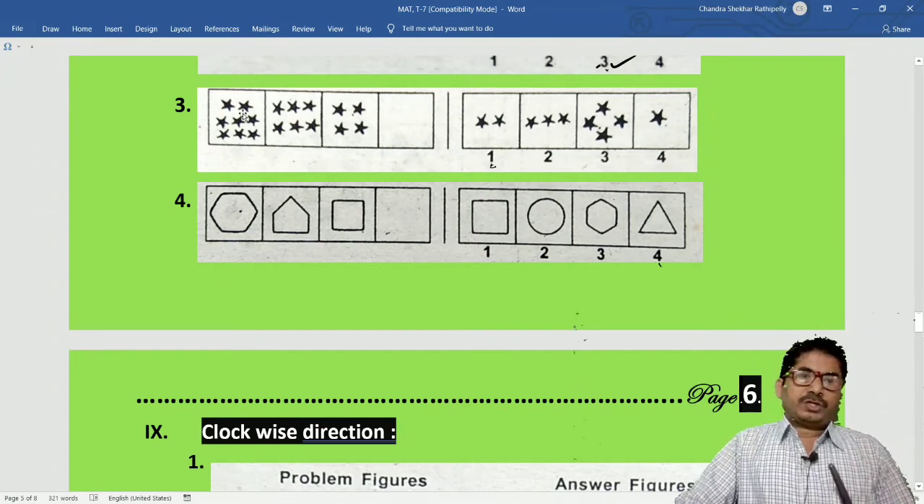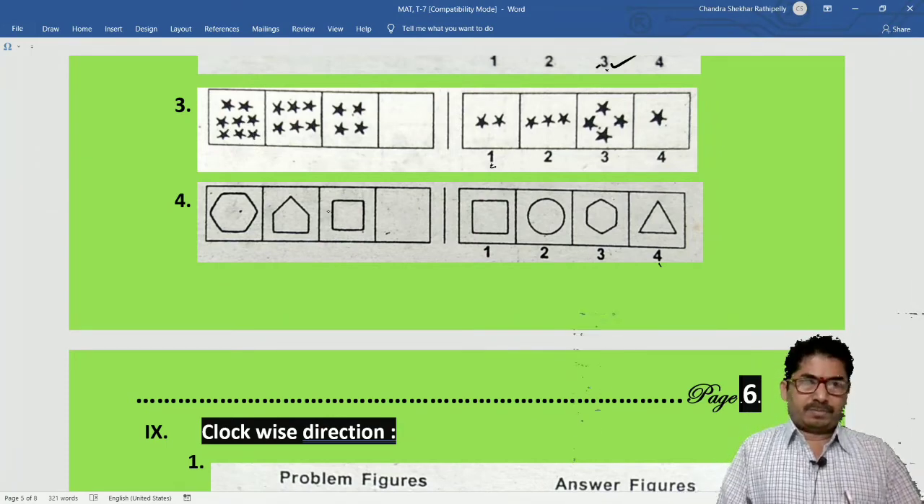Stars, count the stars. Here we have 8, 6, 4. Next to 4, 2 stars. In this 2, in this 3, in this 4, in this 1. We want 2. 2 means option 1.